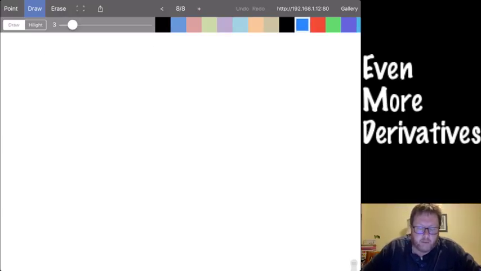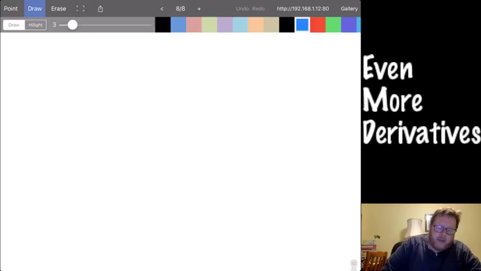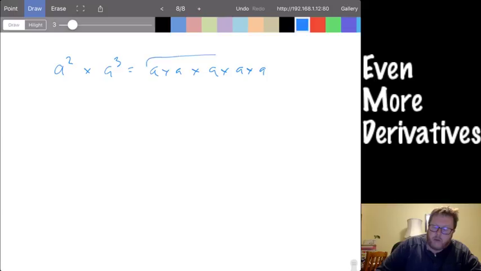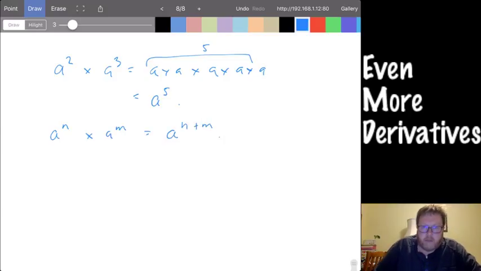Okay, so what do we know? We know a few facts. First of all, if I multiply a squared by a cubed, that's a times a, and then I've got a times a times a. In total, that's 5 repeated multiplications of a, which is what a power is, so that's a to the power of 5. In general, a to the power of n times a to the power of m is equal to a to the power of n plus m. That's the way it rolls.